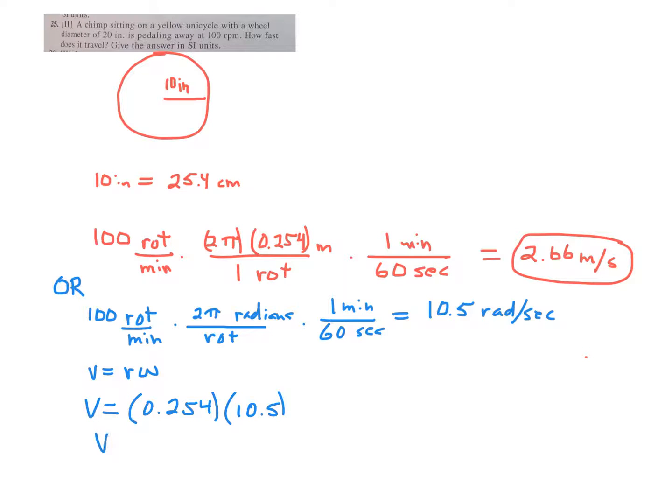I get the same answer. The velocity here is 2.66. The tangential velocity at a point 10 inches from, or 25.4 centimeters from the center of rotation, and that's my SI units for my tangential velocity.